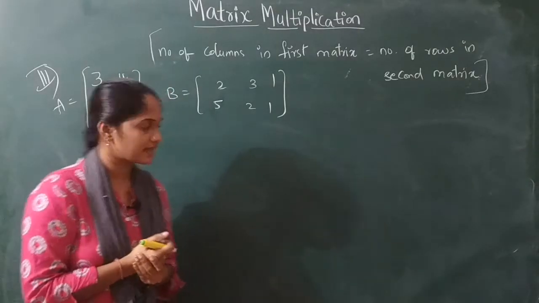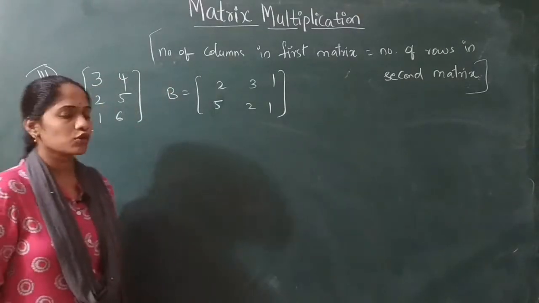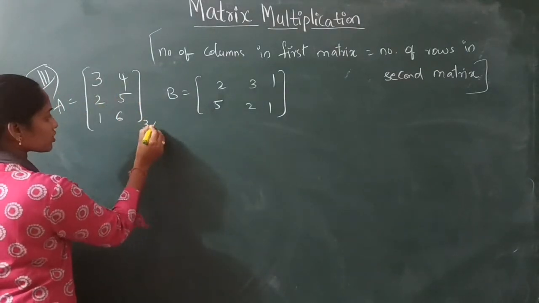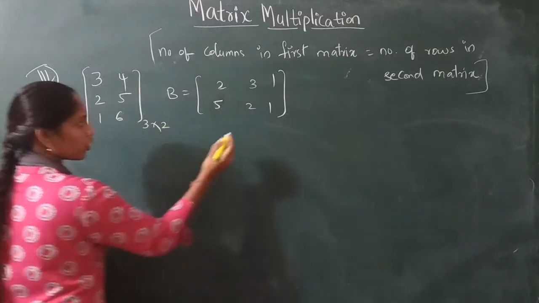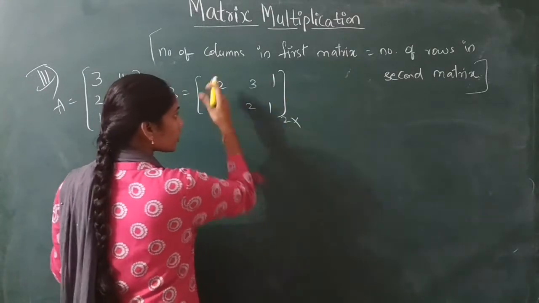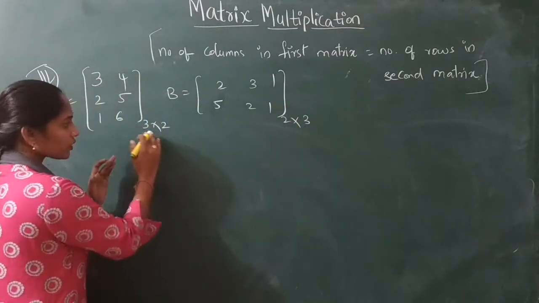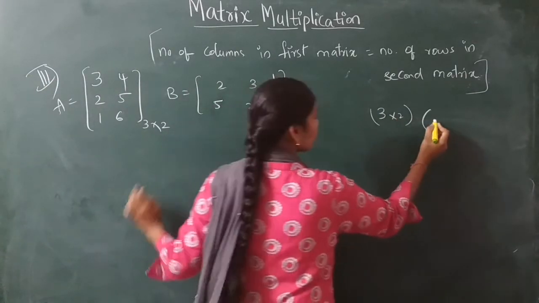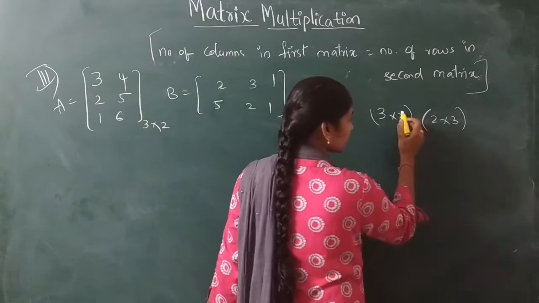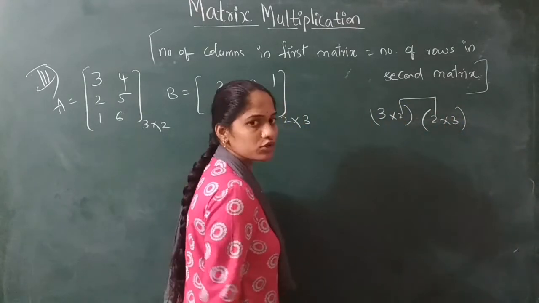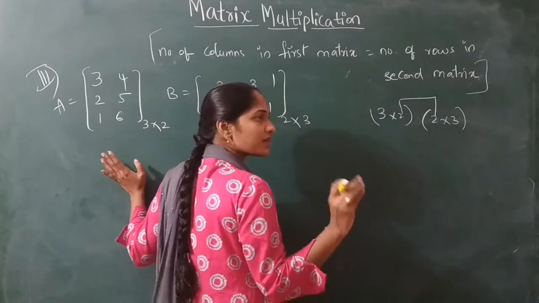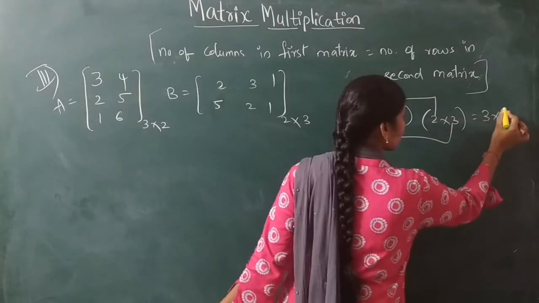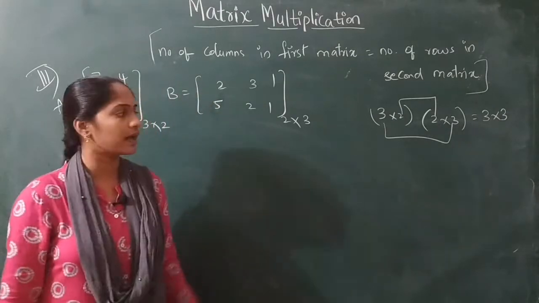Let's see another example. So this is A and B. What you have to do, just write down your order. How many rows are there? 3 rows are there. How many columns are there? 2 columns. How many rows? How many columns? 3. So let's check. Write down here 3 cross 2 into 2 cross 3. The number of columns equal to number of rows. So now this multiplication is done. So now our resultant will be 3 cross 3. The resultant matrix order should be 3 cross 3.